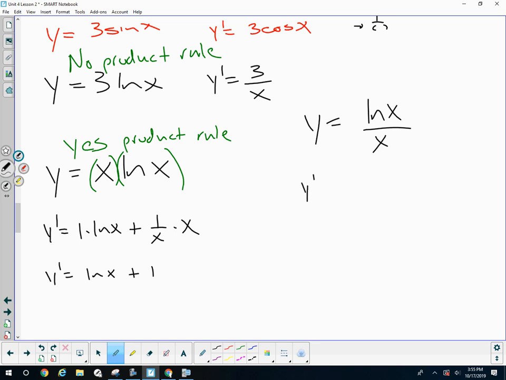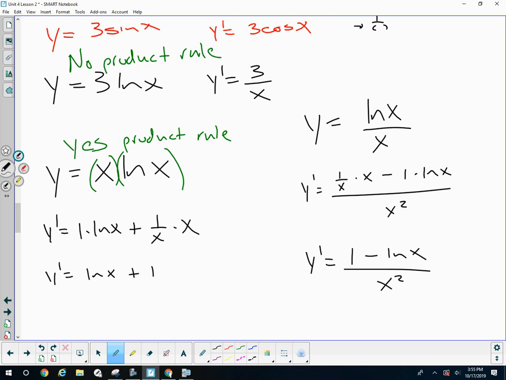Quotient rule: derivative of the top times the bottom, minus the derivative of the bottom times the top, all over the bottom squared. 1 minus log x over x squared. We'll see that one again. Fantastic. That's Unit 2, derivative rules with logs.